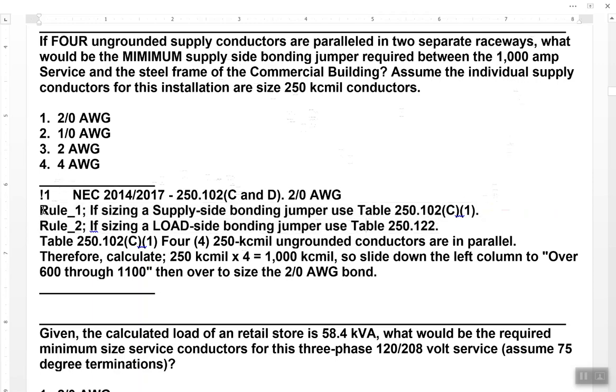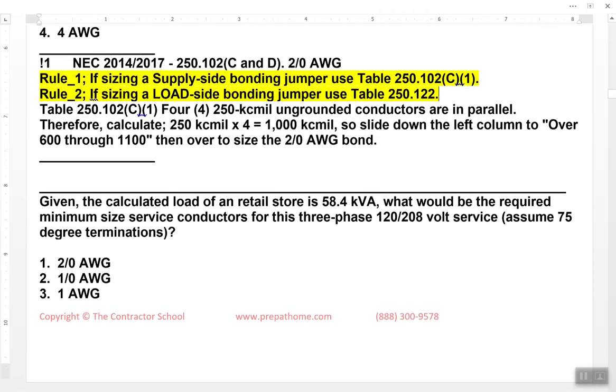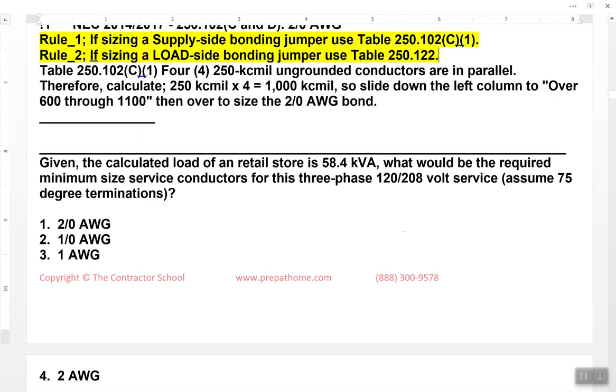I think it makes sense to write them in our notes now, or we could forget, regarding these jumpers. And there's rule number one. If you could take the time to write that in your notes, I'd appreciate that. Rule number one: when you're sizing the supply side bonding jumper, use Table 250.102(C)(1). And that's a very different table than the next table. When sizing the load side bonding jumper, use Table 250.122.